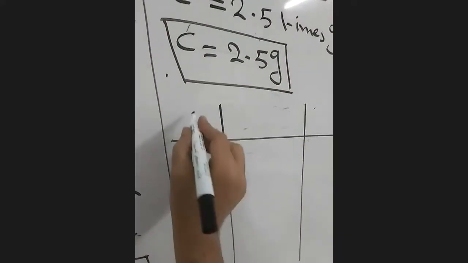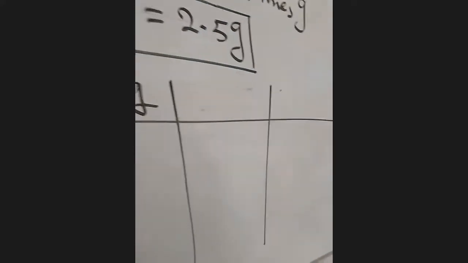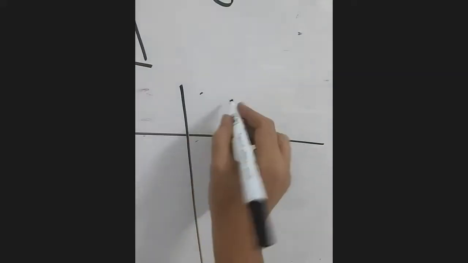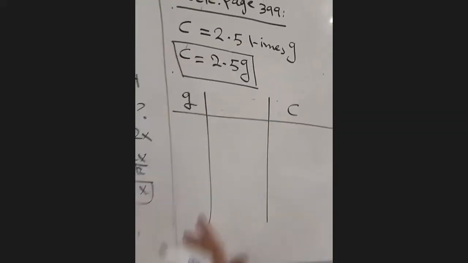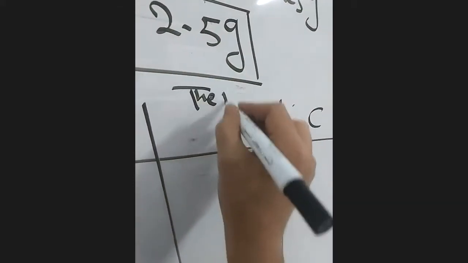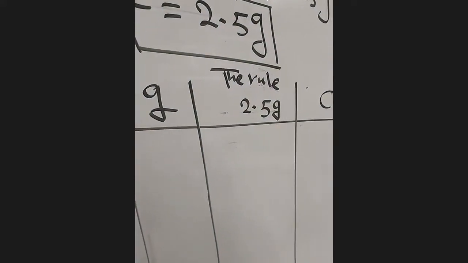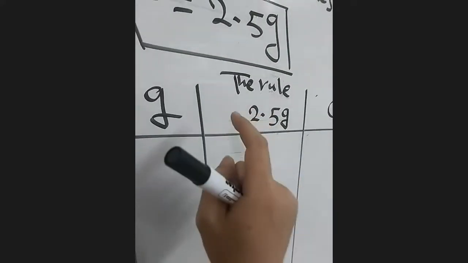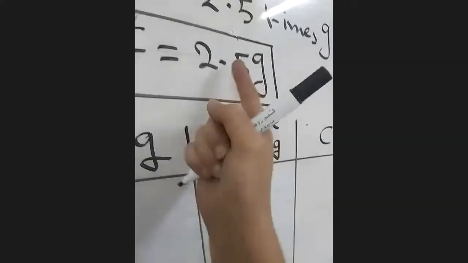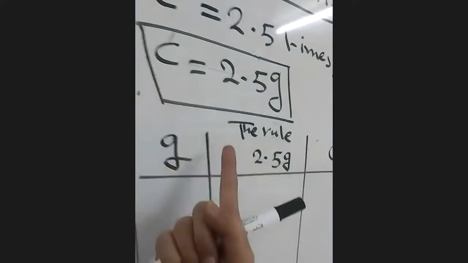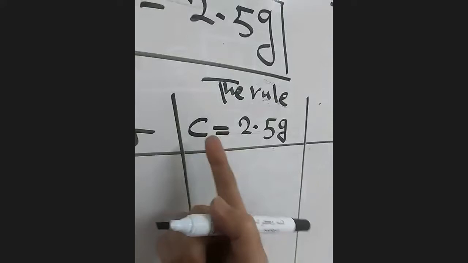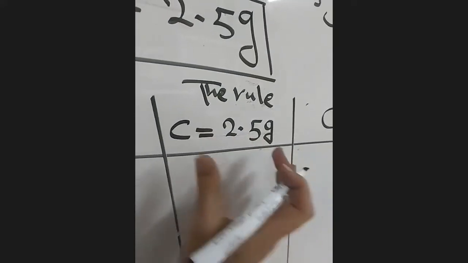Now down we have a table. Focus with me, guys, all of you. Here is the number of gallons, they call it G. Here is the total cost, they call it C. And here, the rule. They wrote 2.5 G, right? You will add in your table here: C equals 2.5 G. Write this for me.